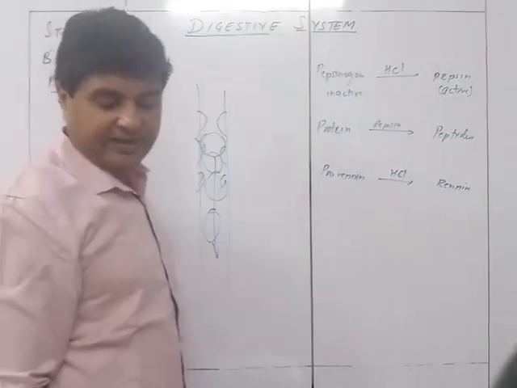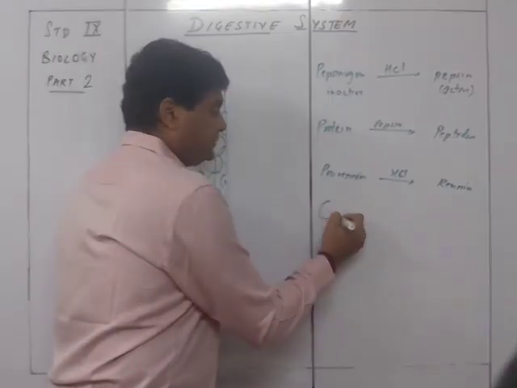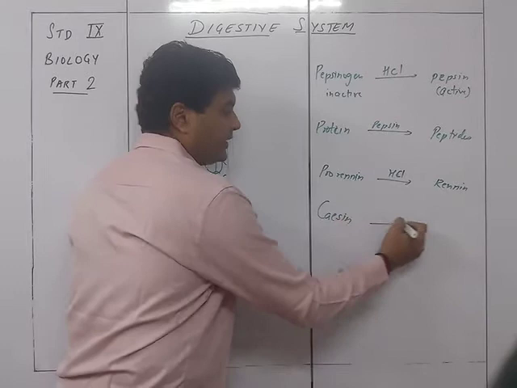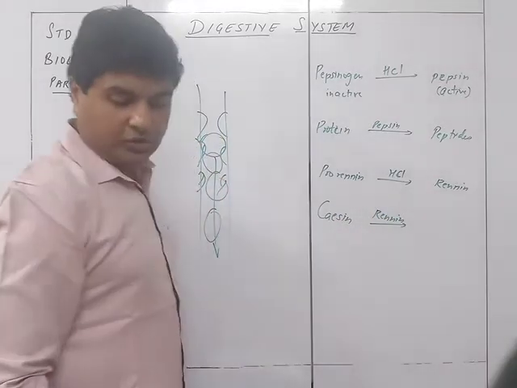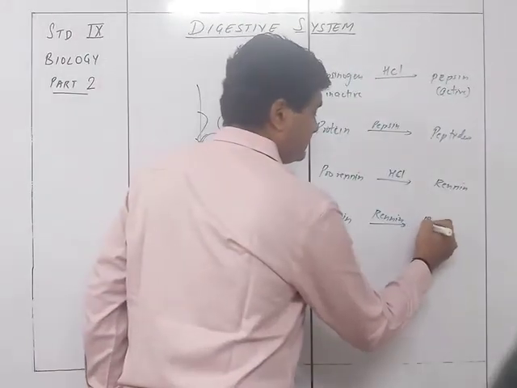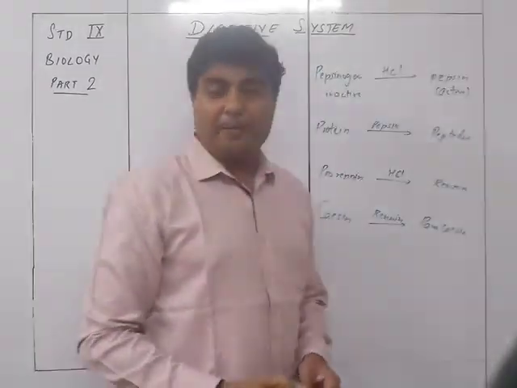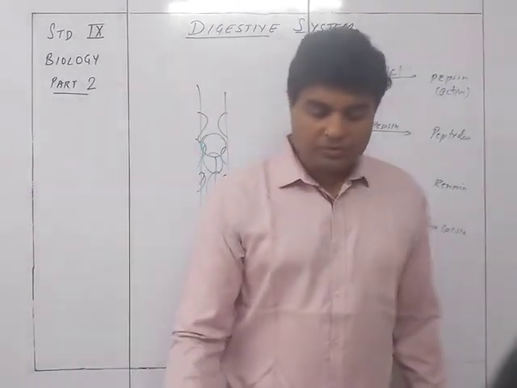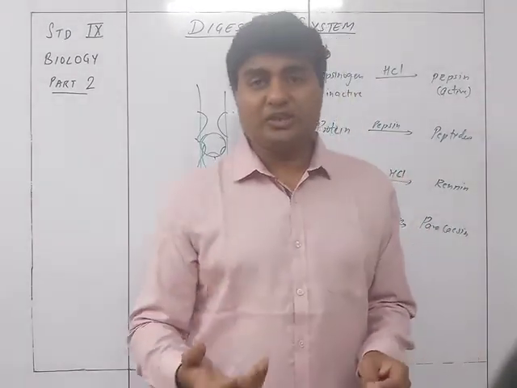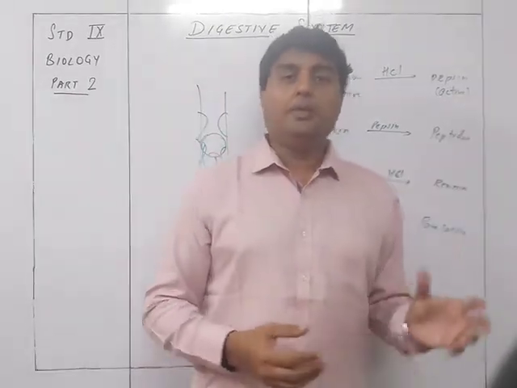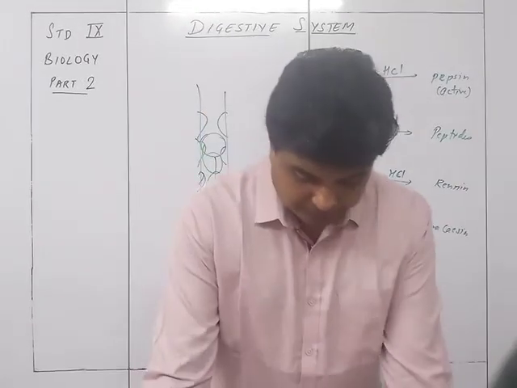Prorenin becomes renin, and then the milk protein called casein is going to be acted on by the renin, and it is going to become paracasein, a peptide which is insoluble. So this is how the first stage of digestion, that is breaking down of the proteins, is going to take place in the stomach with the help of the gastric juice.